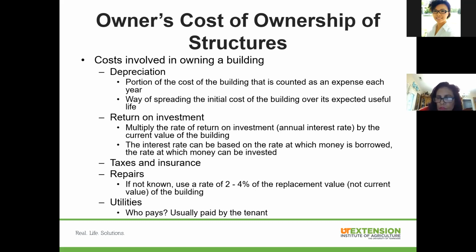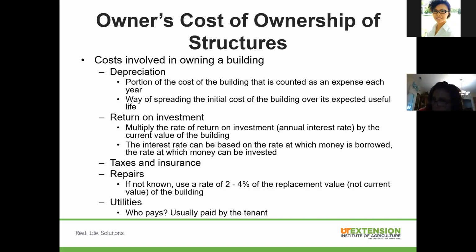The interest rate can be based on the rate at which your money or property loan is borrowed, or the rate at which money can be invested. That's another way that I explained. But the general rule of thumb is between 4 to 6%, which is what we see in ag land or ag structures. And then we need to consider tax and insurance, greenhouse insurance, hoop house insurance, and calculate that also into the equation.